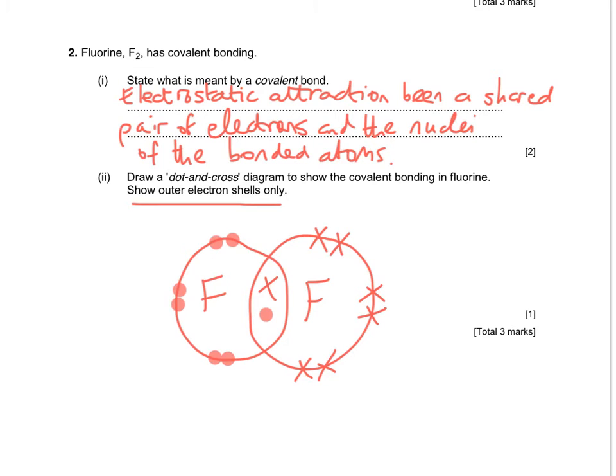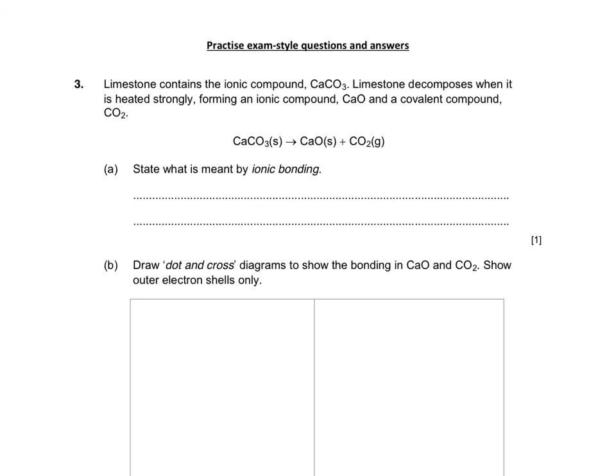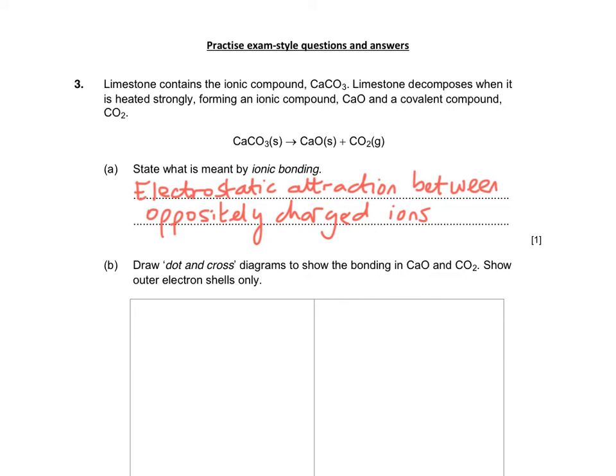So let's go on to the next part of the question, or the next question entirely. So it says limestone contains the ionic compound CaCO3, and it says it decomposes when it's heated strongly, forming an ionic compound, calcium oxide, and a covalent compound, carbon dioxide. It then asks you to state what we mean by ionic bonding. And as we know, it's electrostatic attraction between oppositely charged ions.